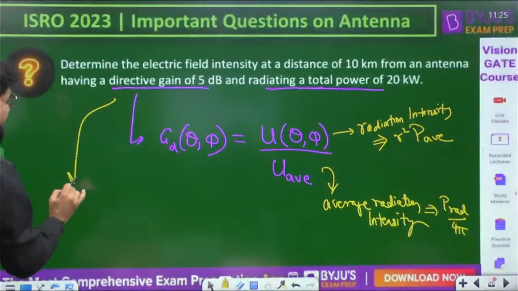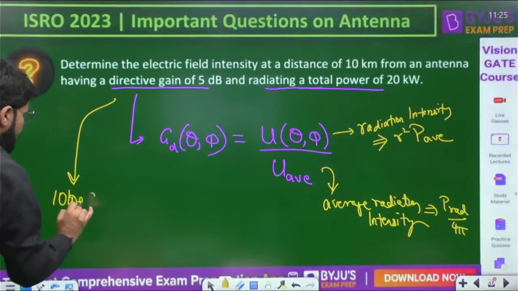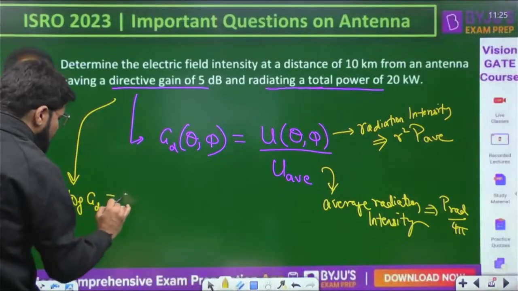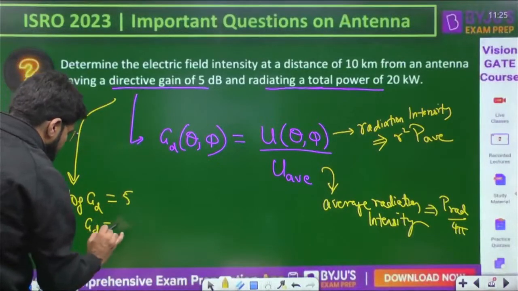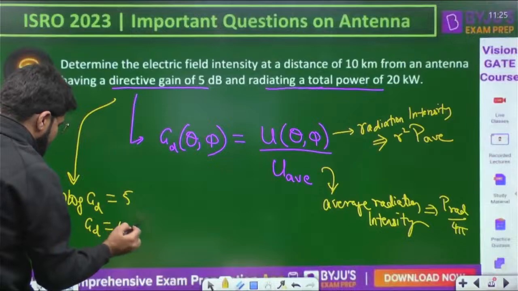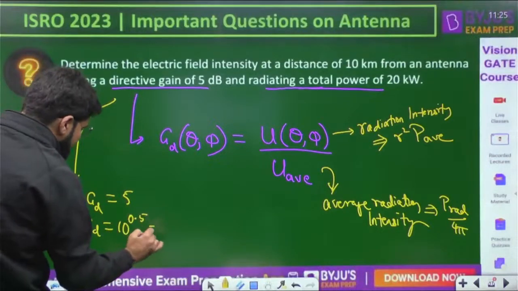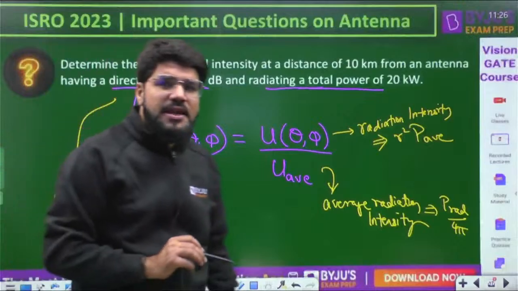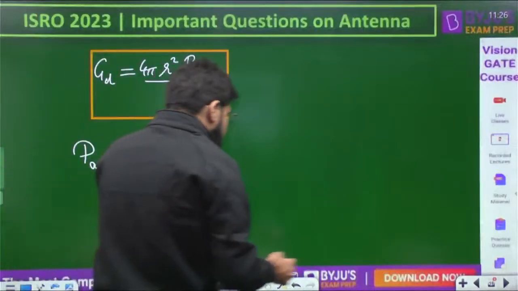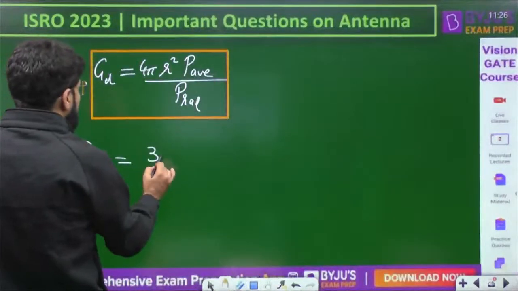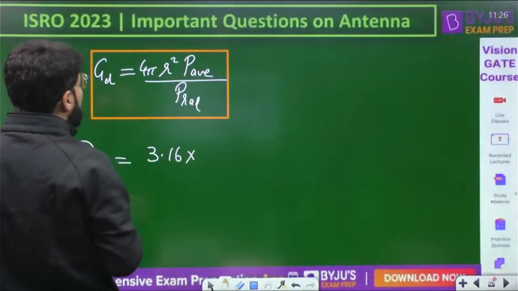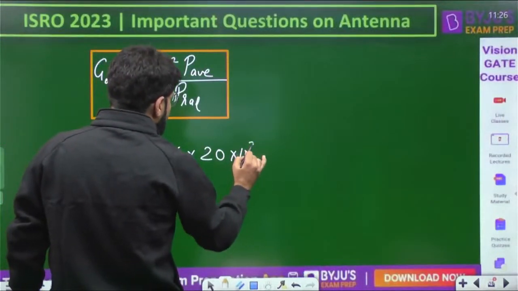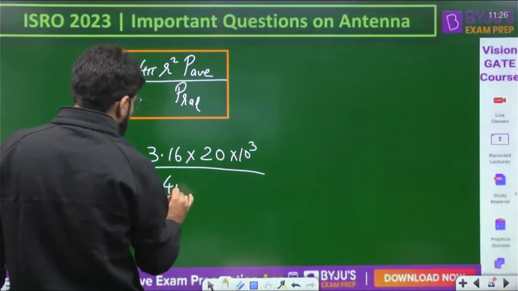What is given to you is a logarithmic value, and since it is a gain value, we write it as 10 log. It is not the magnitude value. So 10 log GD is 5. GD will be 10 raised to the power 5 by 10, that is 0.5, basically square root of 10, which is 3.16. So the absolute value of GD is 3.16. So 3.16 into the radiated power. What is the radiated power? 20 kilowatt. 20 into 10 power 3, divided by 4 pi R square.